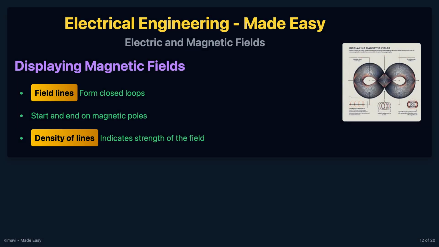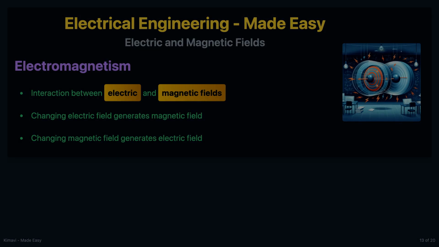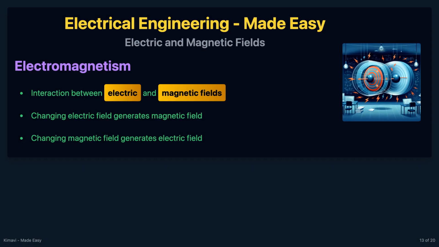Magnetic fields are represented by field lines. These lines form closed loops, starting and ending on magnetic poles. The density of the lines indicates the strength of the field. Electromagnetism is the interaction between electric and magnetic fields. A changing electric field generates a magnetic field, and a changing magnetic field generates an electric field.